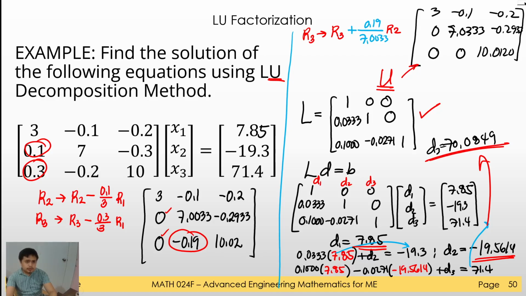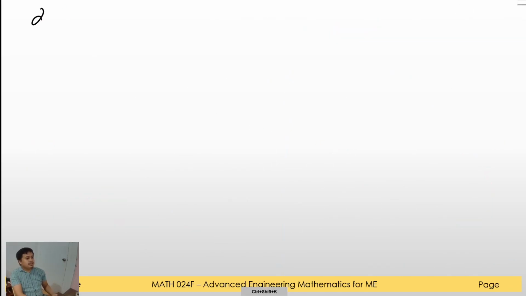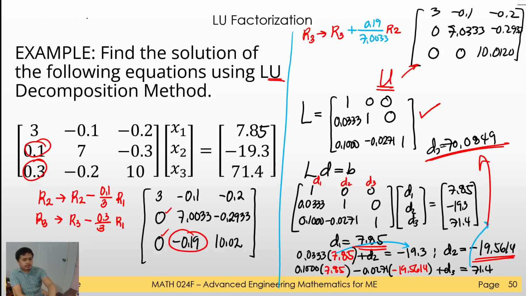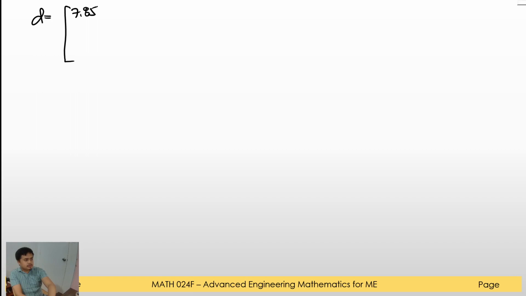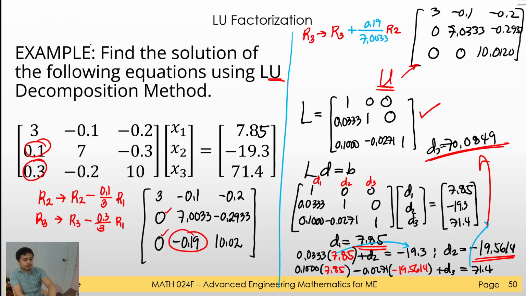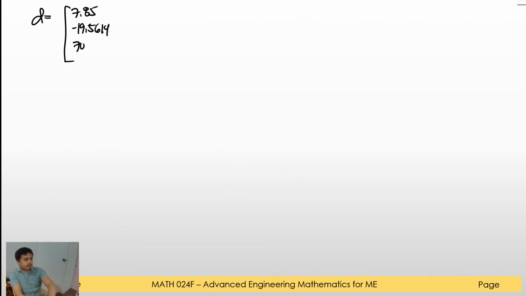Okay, so the next portion, finally, D will be equal to: D1 is equal to 7.85, D2 is negative 19.5614, and D3 is 70.0849. Okay, so the next step here will be using UX. Sorry, UX is equal to D.